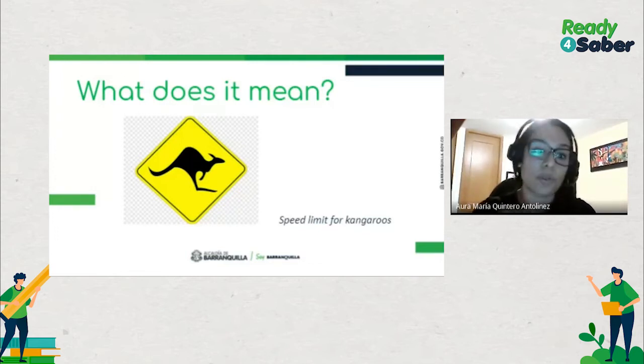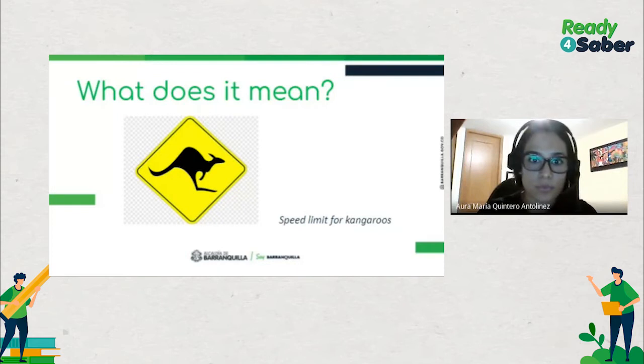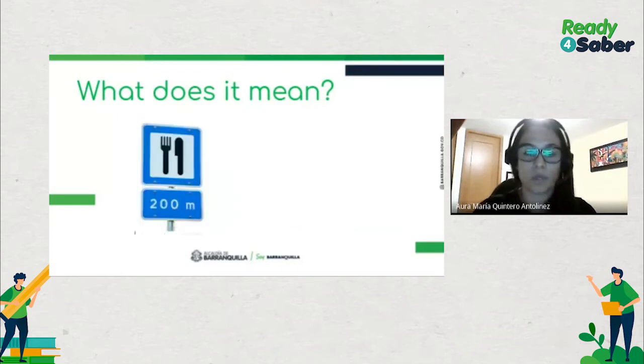Okay, so the idea is to prevent accidents, pay attention to the road, pay attention to the signs, right? Very important. Okay, good. Let's continue. Let's see. Next one. What about this? This is very, very easy. This is quite easy. What does it mean, this sign? Restaurant. Okay. A near restaurant. Good. Excellent. Pretty easy. All right.